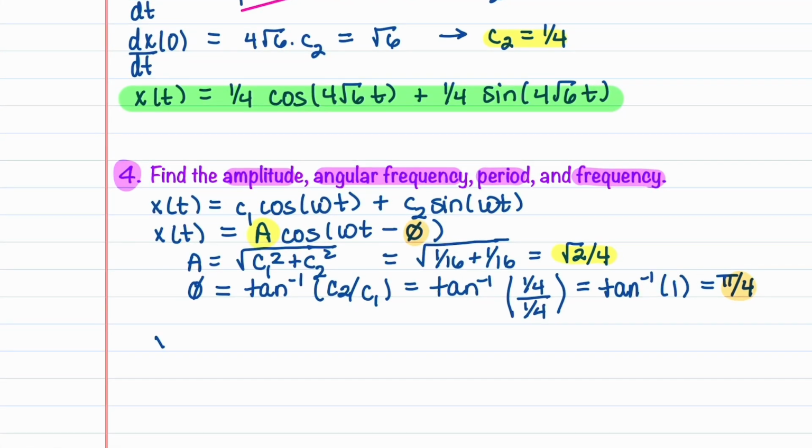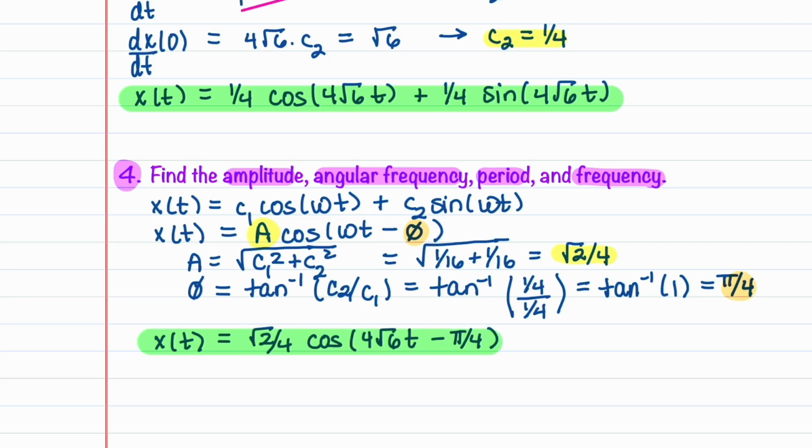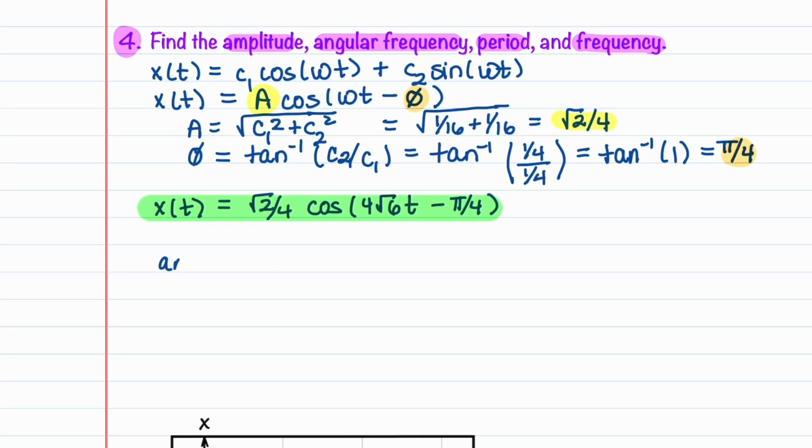We can now write x of t as root 2 divided by 4 times cosine of omega, which is 4 root 6, times t minus phi, which is pi over 4. Now that we have x rewritten in this new form, we can find these 4 quantities. The amplitude is equal to A, and it's just the constant that multiplies our trig function, and that is the square root of 2 divided by 4, and the units for that are feet.